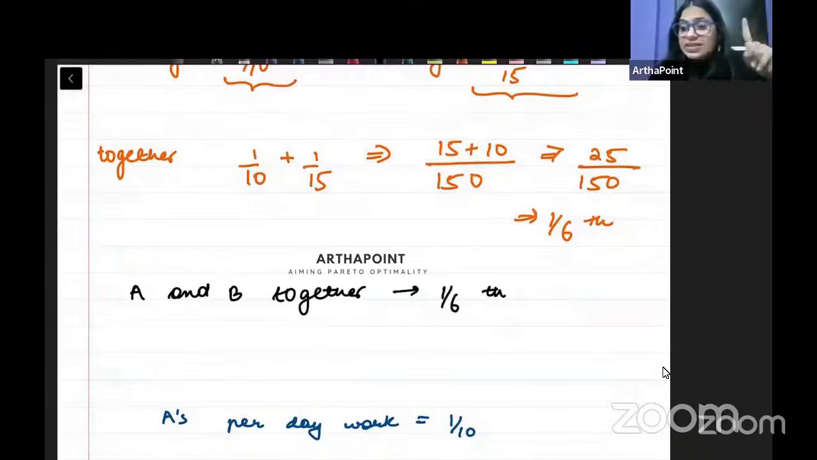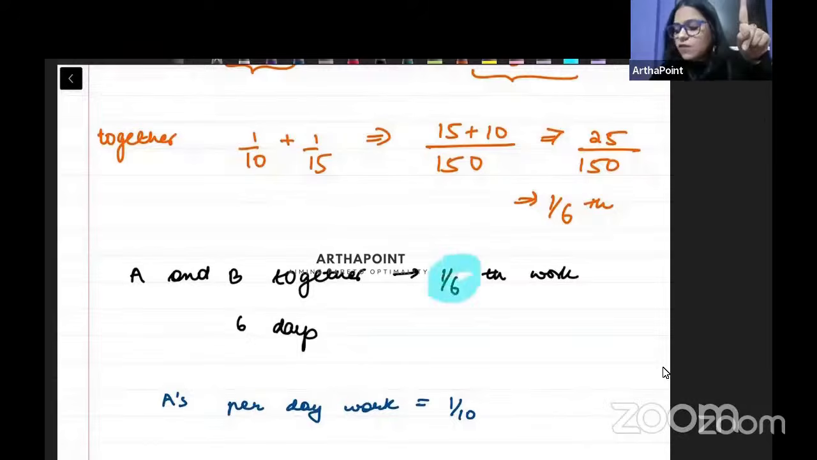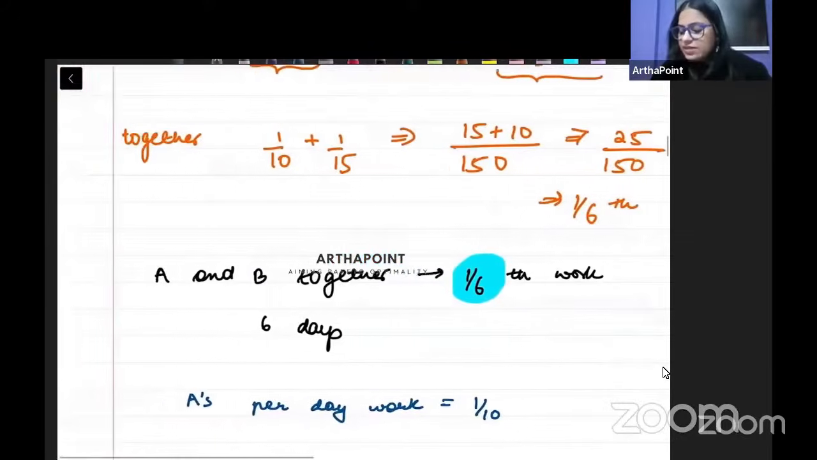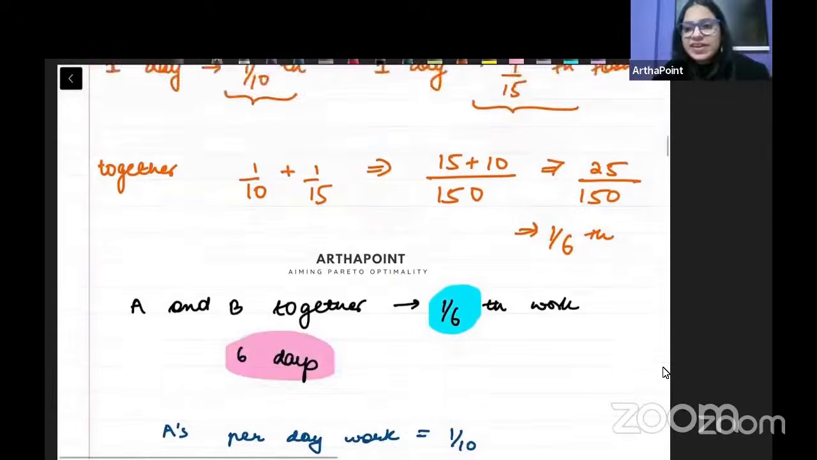So how much work do they complete in one day? 1/6. So how many days will they take to complete the entire task? 6 days. Just revert it. In 1 day, they are doing 1/6 of the work. So in 6 days, they will do the entire work. So when I revert this, I get that they will take 6 days to do the work together. So it is very easy.